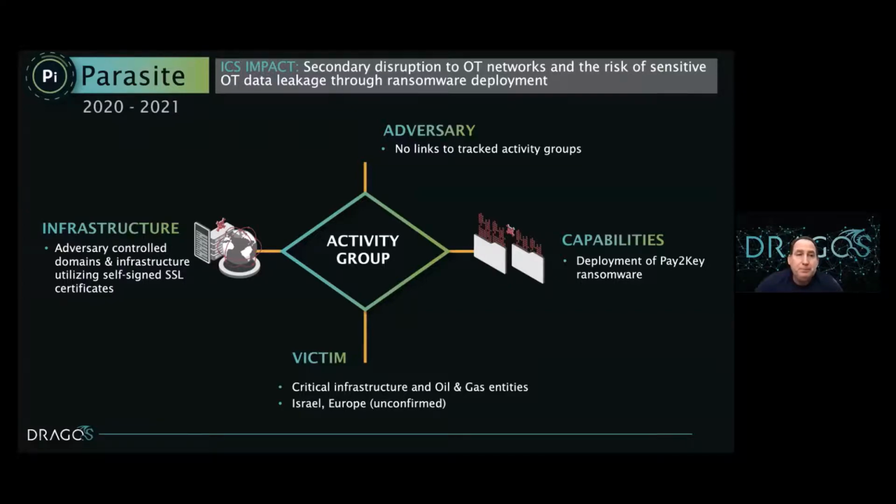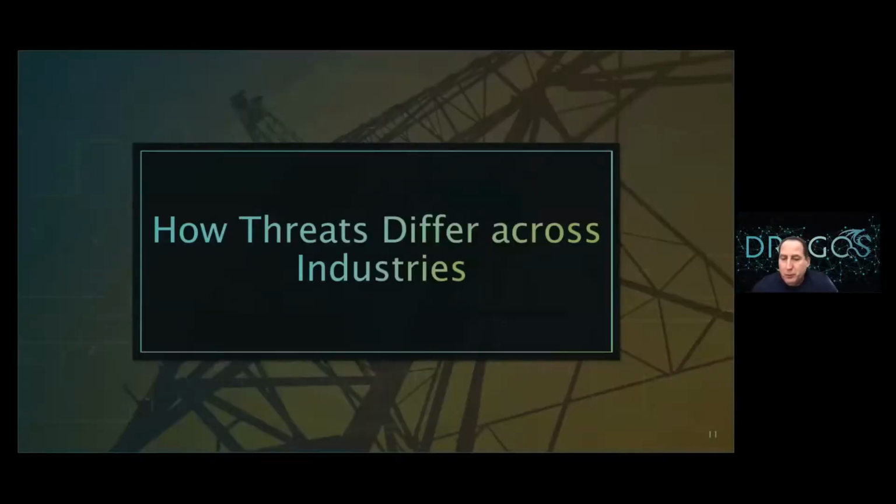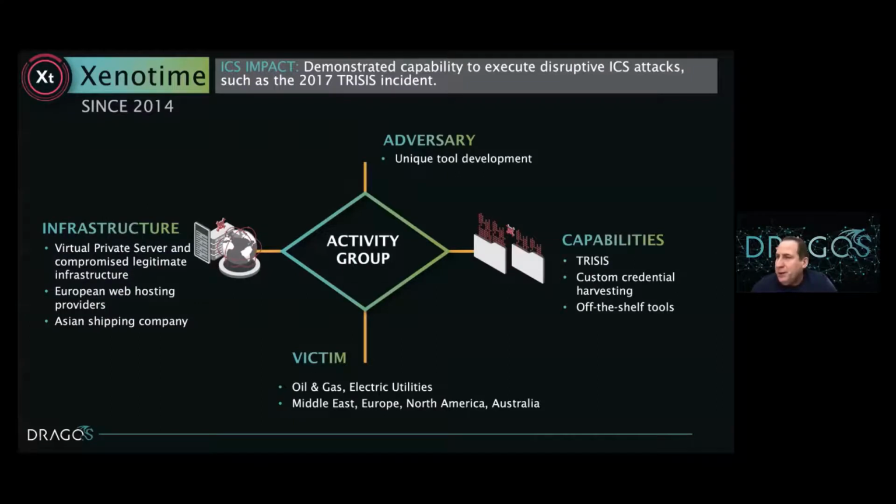We can look at another one, Xenotime, which is probably a little more, oops, went by that one too fast. Since 2014, this is known for its Trisis attack that caused disruption of an oil and gas facility in Saudi Arabia in August of 2017. We see that their infrastructure was a virtual private server, VPS, a European web hosting provider, and an Asian shipping company. The adversary was using unique tool development. This is concerning. Capabilities were Trisis, custom credential harvesting, and then off-the-shelf tools. And the victims, of course, were the oil and gas utilities in the Middle East, Europe, North America, and Australia.